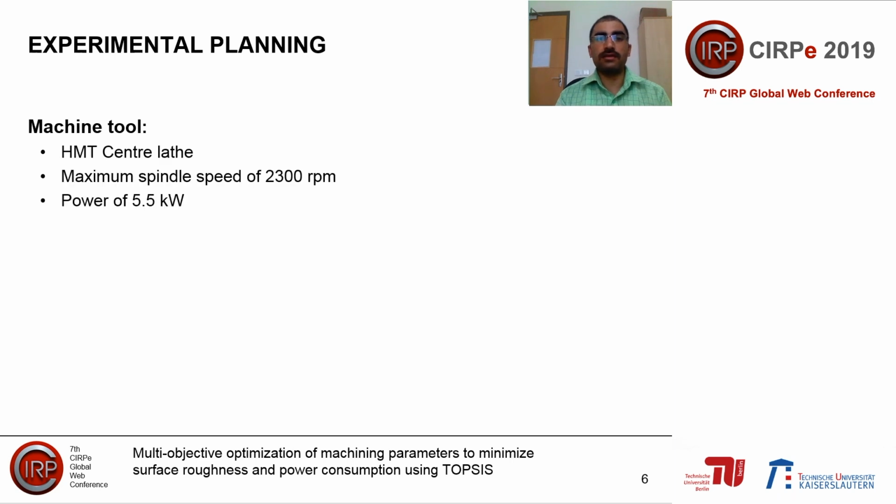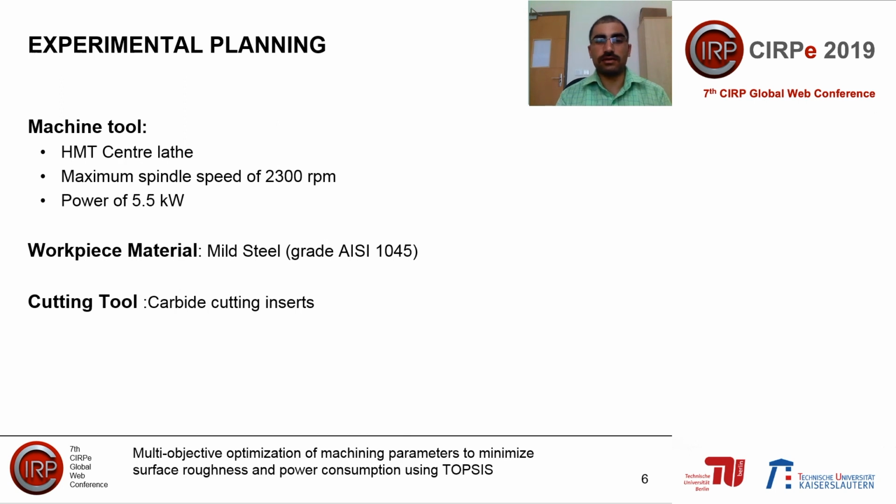In the present study, we have conducted the experiment on a heavy-duty HMT central lathe machine, which has a maximum spindle speed of 2300 rpm, and the spindle motor power rating is 5.5 kilowatt. The workpiece material which was machined is mild steel of grade AISI 1045, and the cutting tool used is carbide cutting inserts in the tool holder.